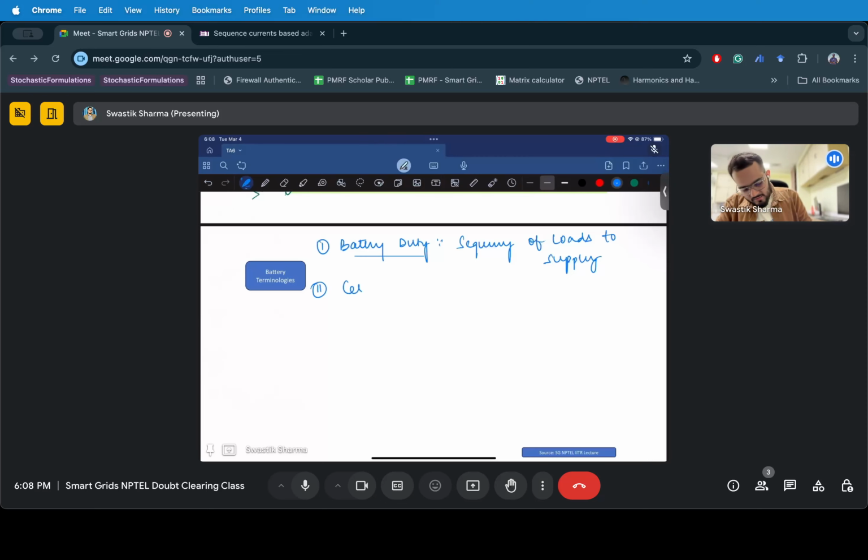Then you have cell size. So a battery consists of individual cells. Each cell has a particular capacity, right? And the cell size tells you about the capacity of the cells.